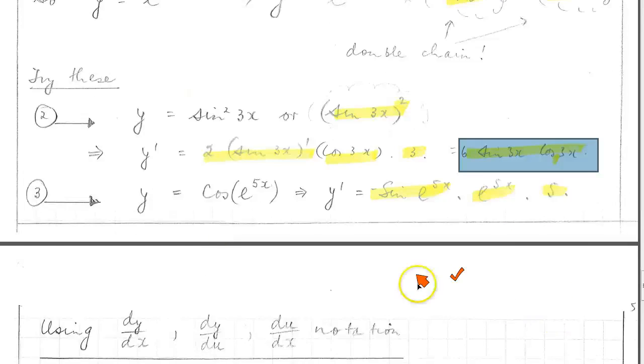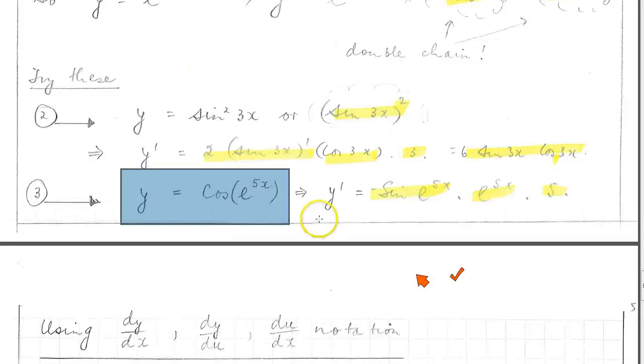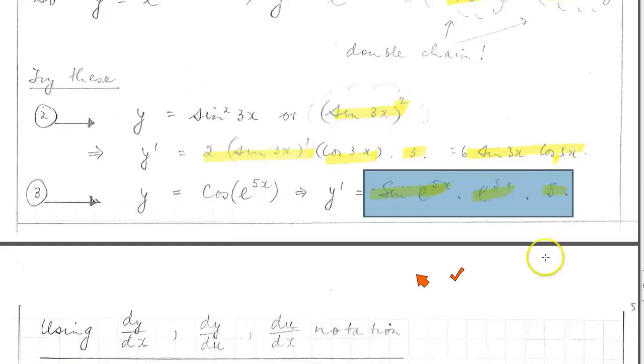Right, look at the next one. Cos e to the 5x. The last thing that happened there was the cosine, so that's got to be done first. The derivative of cosine is minus sine. So it's minus sine of whatever you got in the bracket, which is e to the 5x. Now whatever you got in the bracket needs to be differentiated. How do you differentiate e to the 5x? Answer, e to the 5x times 5. You must multiply by e to the 5x first, and then differentiate the 5x to get 5.